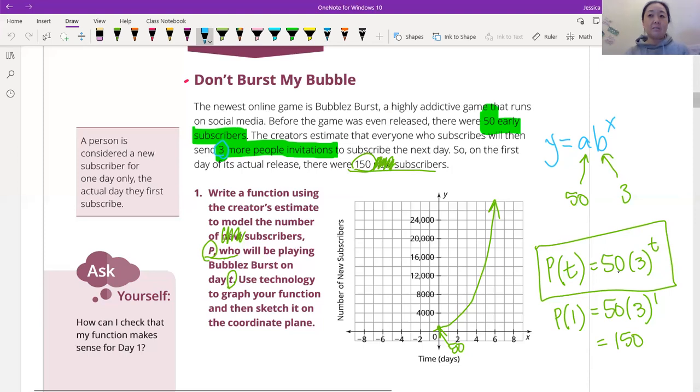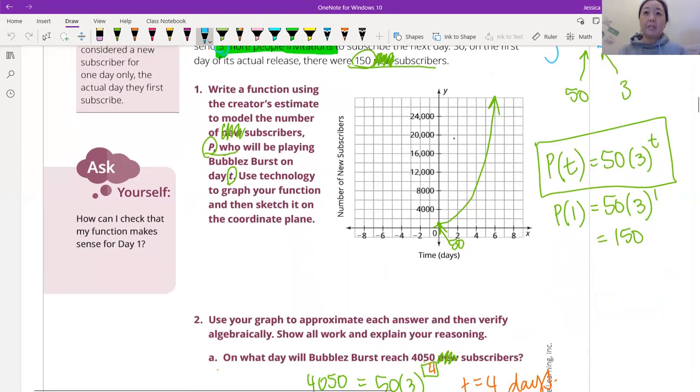So how do we check this? Pretty easy. We know that on the first day we have 150 subscribers, so P of 1 better be 150. If we plug in 1 for T, 3 to the 1 power is 3, then 3 times 50 is 150.